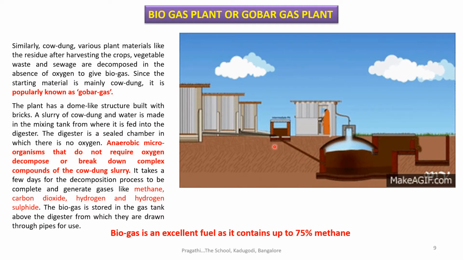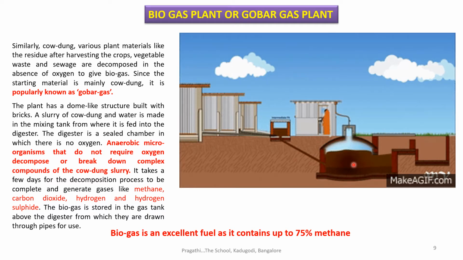And you can see here is a place where we can put the cow dung. The excretion of the cow is put along with water and mixed nicely. It is made in the form of a slurry, and we have to pour it here. And what happens? It comes here into a septic tank, and it stays here for a period of time.